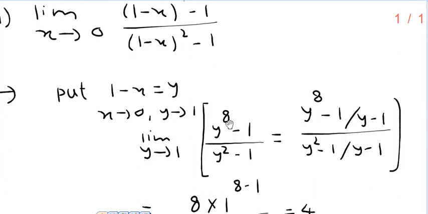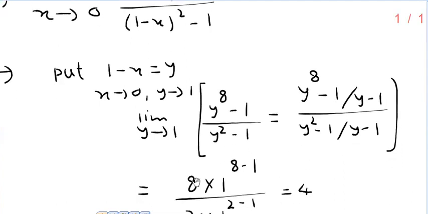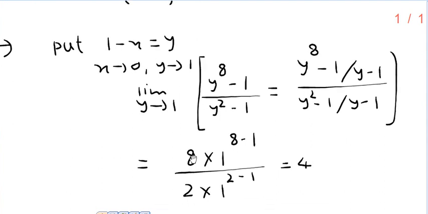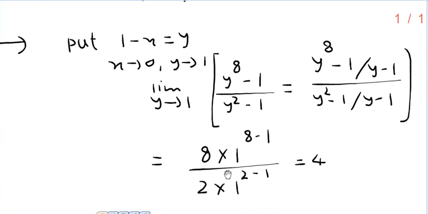Now you may say, can we factorize numerator and denominator? You can, but why waste time in that? Because a shortcut method is available. Divide numerator and denominator by y minus 1. Then use which result? Limit y tends to a, y raised to n minus a raised to n upon y minus a is n a raised to n minus 1. So here it is 8 into the tending value 1 raised to 8 minus 1, upon 2 into 1 raised to 2 minus 1. So what is the value of the limit? It is nothing but 4.